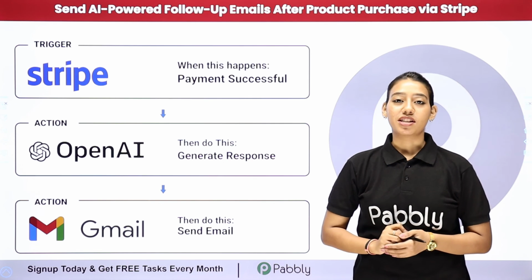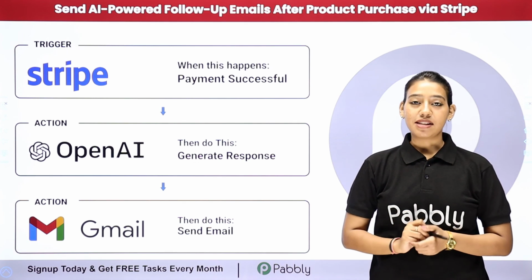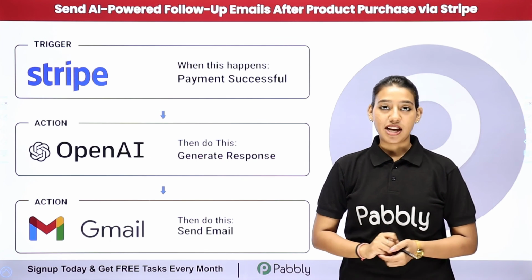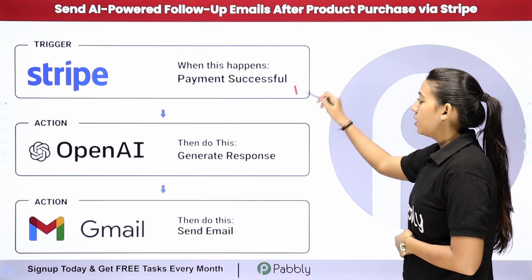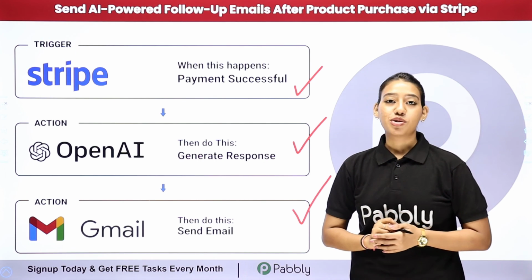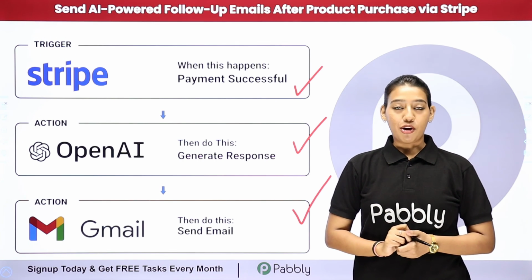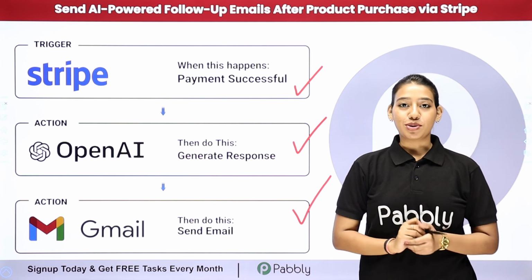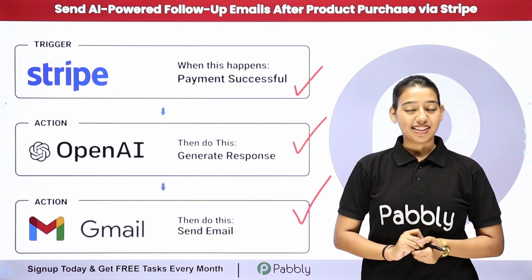Today we are going to learn how to send AI-powered follow-up emails after product purchase via Stripe. Whenever a product is purchased on Stripe, sending mails manually can be a very time-consuming process. So we are going to automate this process by integrating Stripe with OpenAI and Gmail. Whenever a payment is made on Stripe, OpenAI will send automated mails based on the prompt that we have provided. Now if you want to learn how to create this amazing automation, then let me take you to my screen.